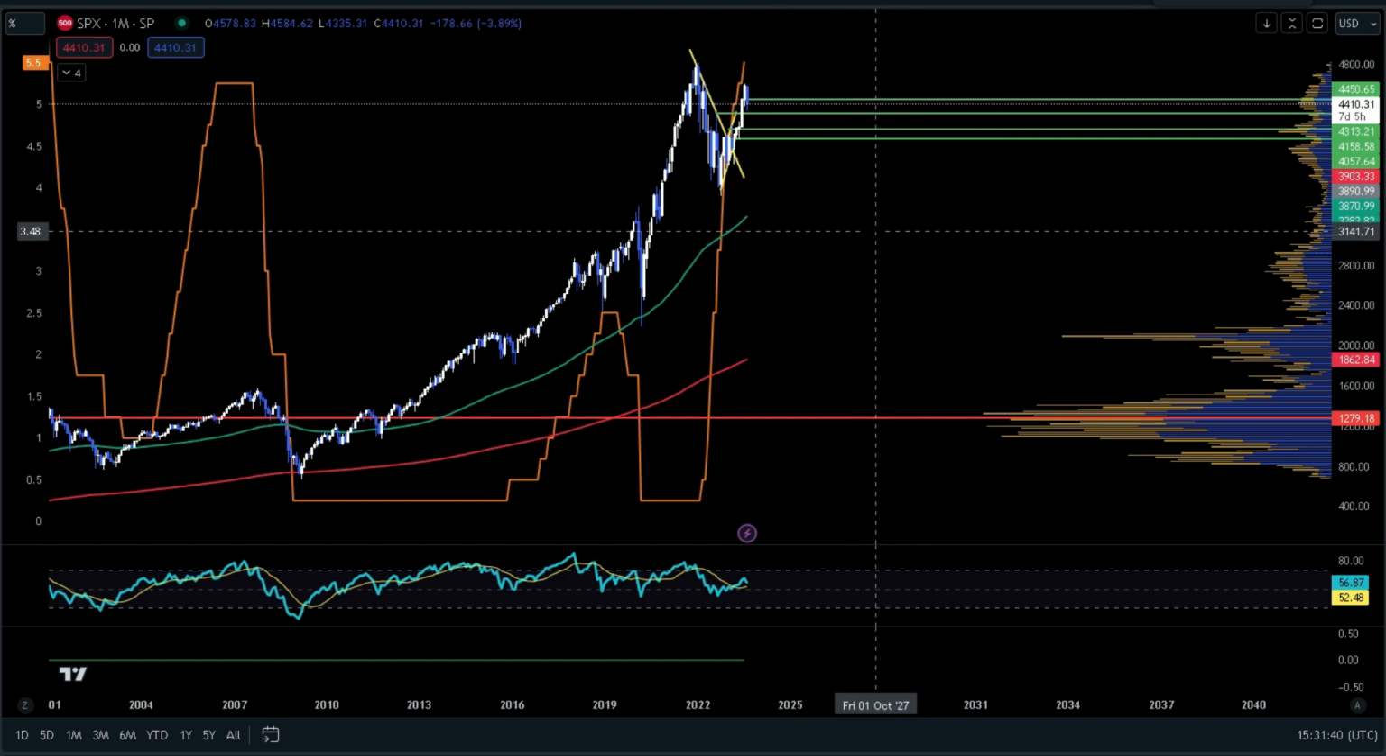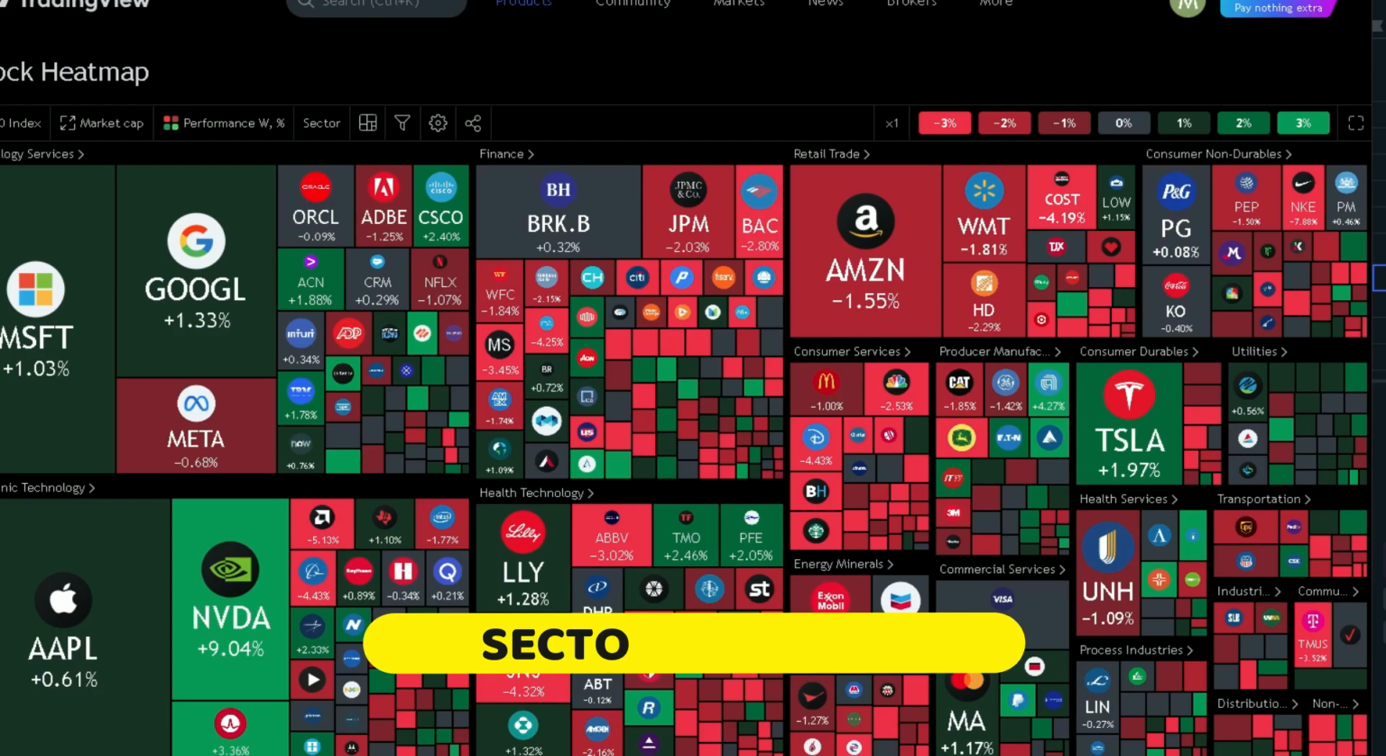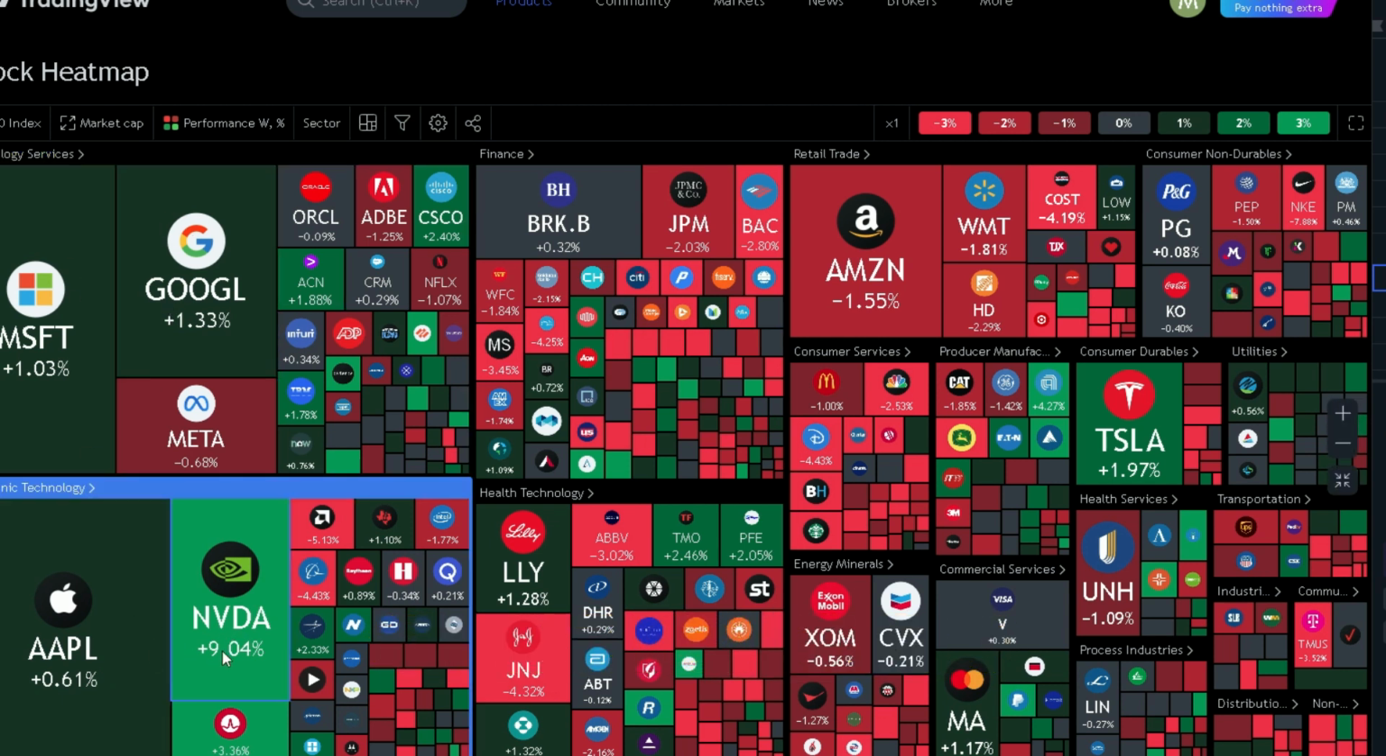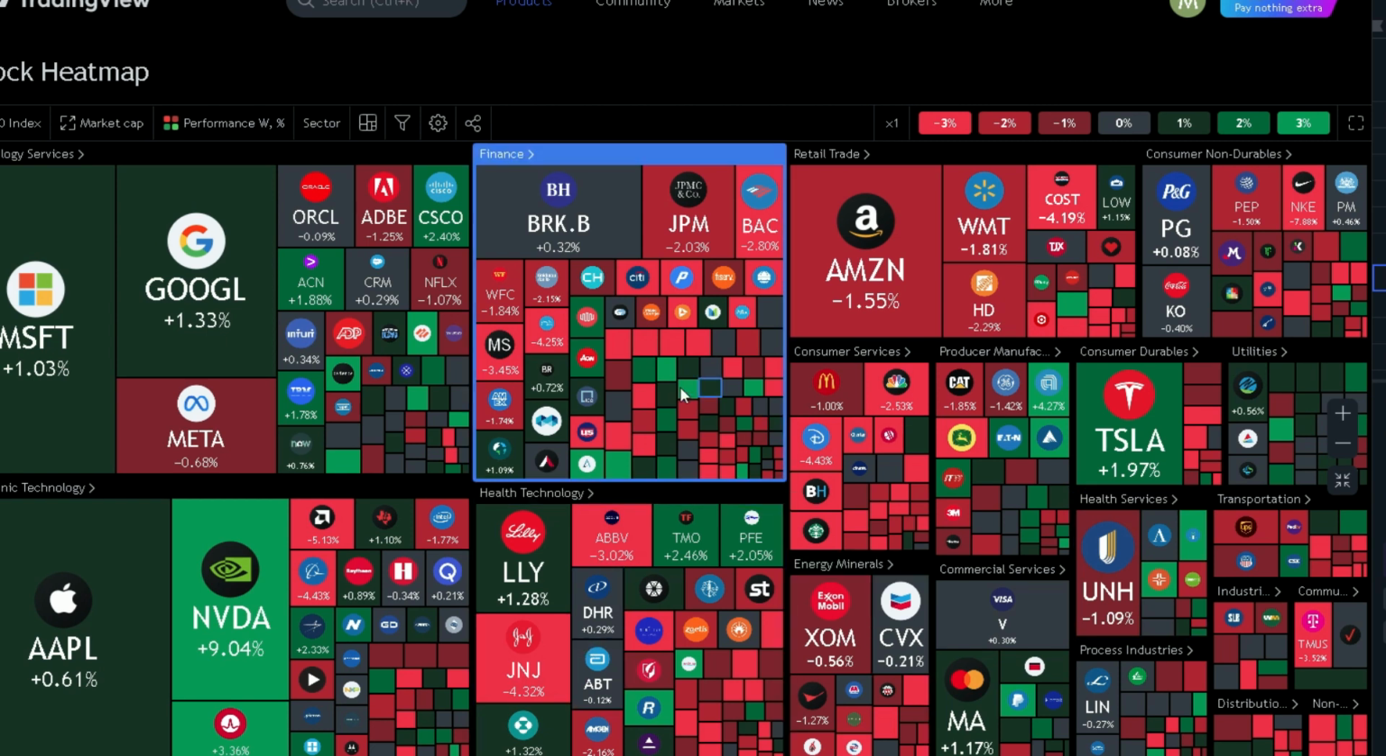So now we have talked about the indexes. Let me quickly jump over to the heat map and show you what is happening this week. So technology services are in green, electronic services again in green. Of course, Nvidia announced their results, so they are performing very well right now. But other than this, generally we are seeing red in the market.